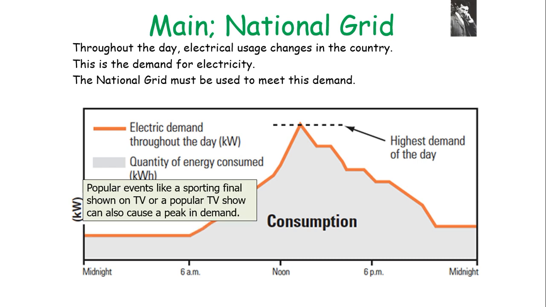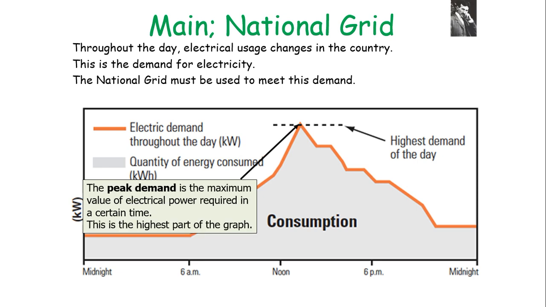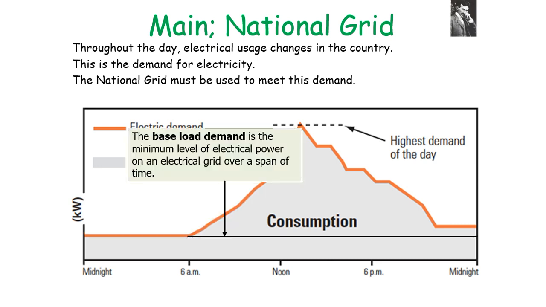So another example could be popular events like a sporting final, like the Champions League final or the FA Cup final being shown on TV, or a popular TV show can also cause a peak in demand. Now, the peak in demand is the maximum value of electrical power required in a certain time. That's the highest part of the graph, whilst the base load demand is the minimum level of electrical power on an electrical grid over a span of time. So you can observe that because it's the lowest point of the graph.